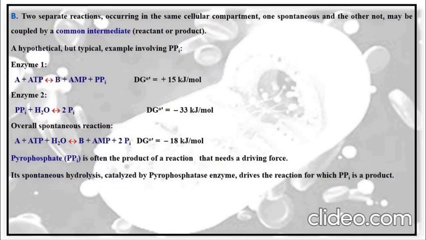In the second case, two separate reactions occurring in the same cellular compartment, one spontaneous and the other not, may be coupled by a common intermediate. A hypothetical but typical example involves pyrophosphate. In the enzyme 1 catalyzed reaction, A plus ATP gives B plus AMP. In the second enzyme catalyzed reaction, pyrophosphate plus water gives 2 inorganic phosphates. The overall spontaneous reaction is A plus ATP plus water gives B plus AMP plus 2 inorganic phosphates.